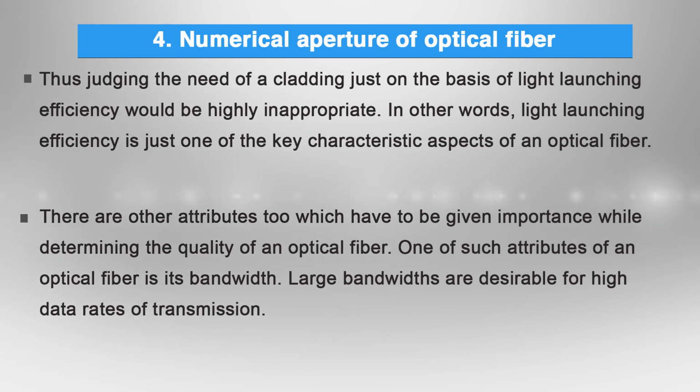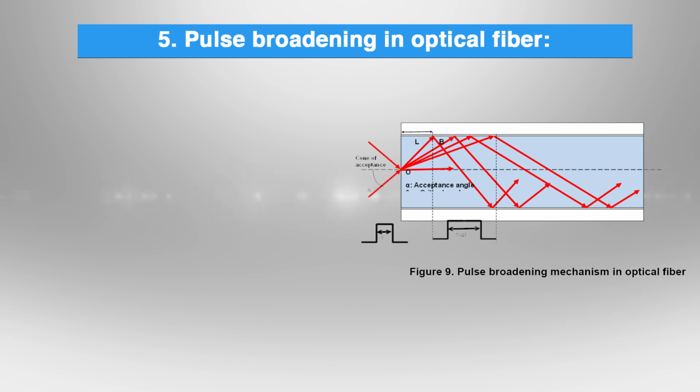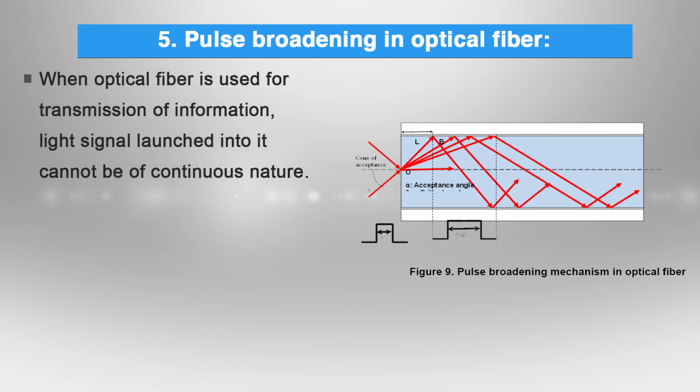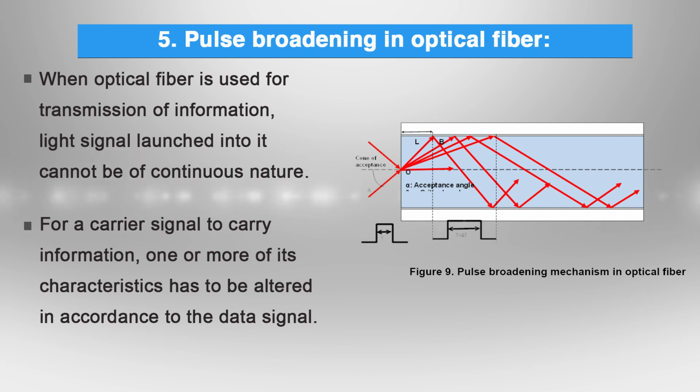One such attribute of an optical fiber is its bandwidth. Larger bandwidths are desirable for high data rates of transmission. Next is pulse broadening in optical fiber. When optical fiber is used for transmission of information, the light signal launched into it cannot be of continuous nature. For a carrier signal to carry information, one or more of its characteristics has to be altered in accordance with the data signal.